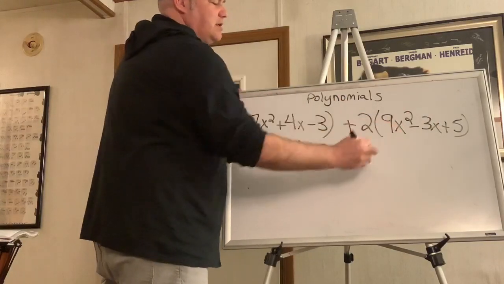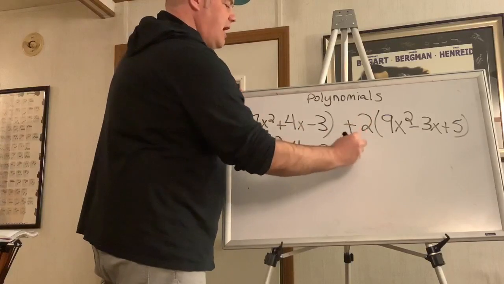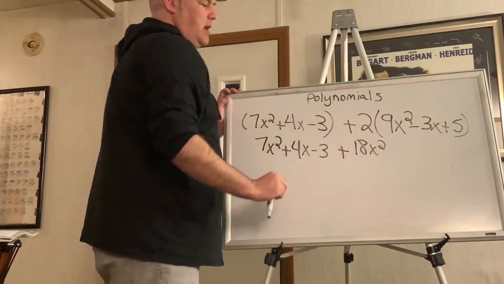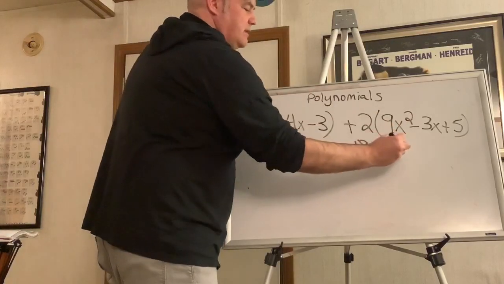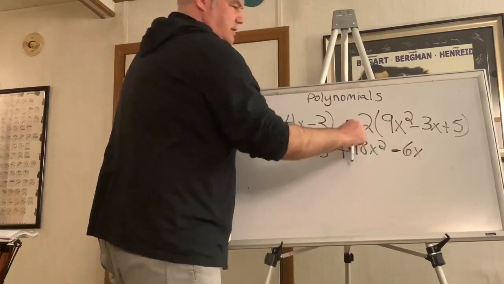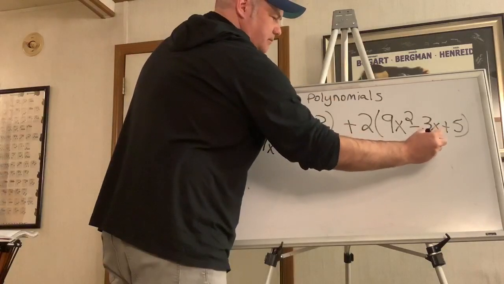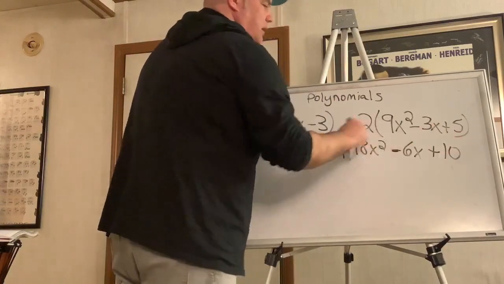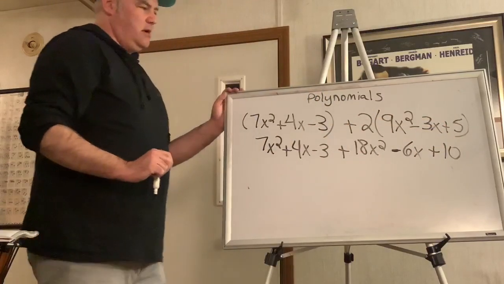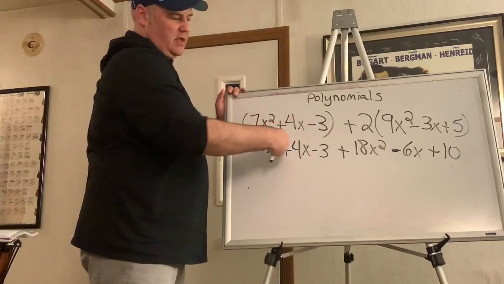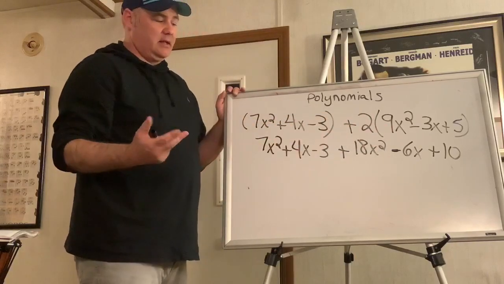2 times 9x squared is a positive 18x squared. 2 times 9. And then 2 times negative 3x is negative 6x, because I did 2 times negative 3. And then 2 times 5 is a positive 10. Now we're going to combine all the terms. Now we've just got a really long problem from combining like terms.